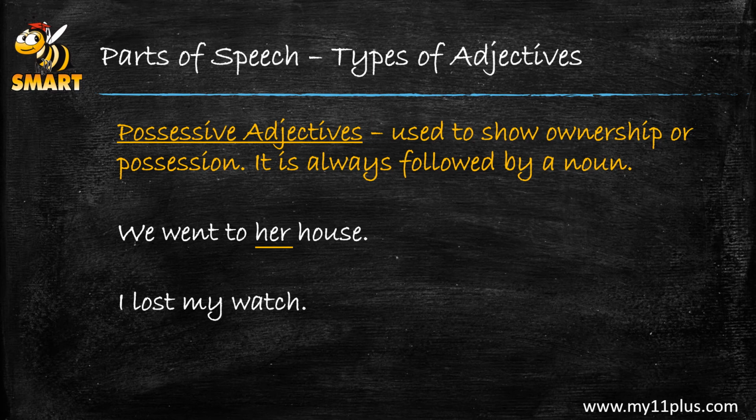And the next sentence, I lost my watch. So the word my in this sentence performs as an adjective because it is showing ownership. The watch belongs to me. I lost my watch.